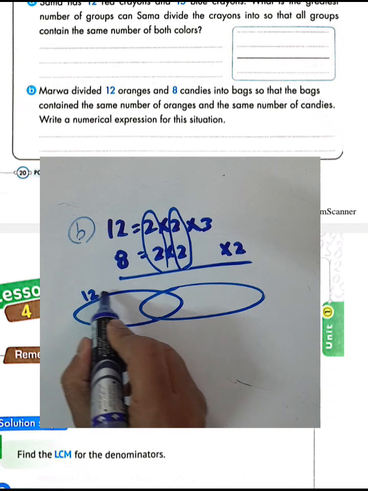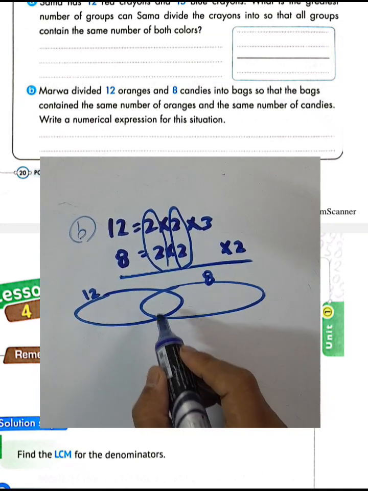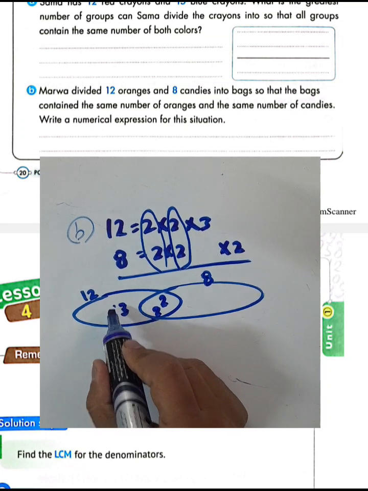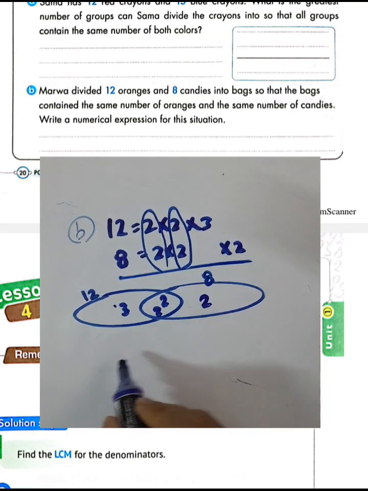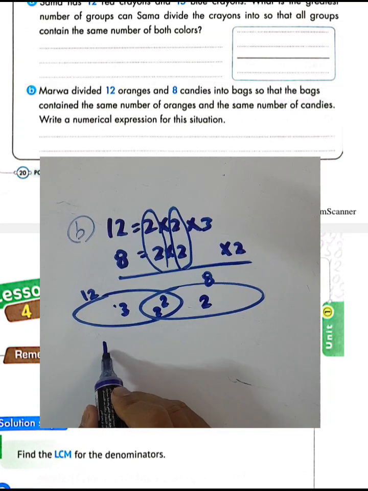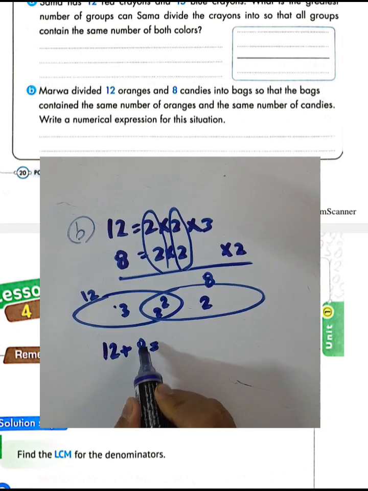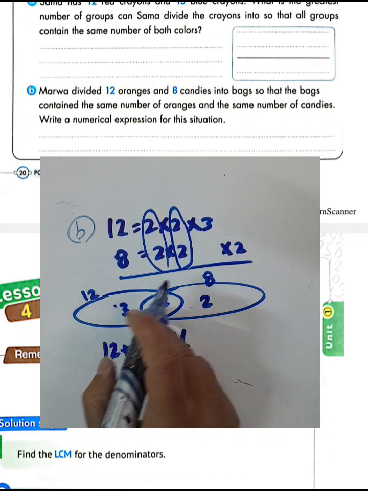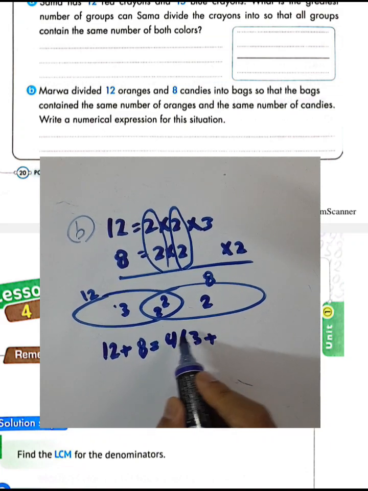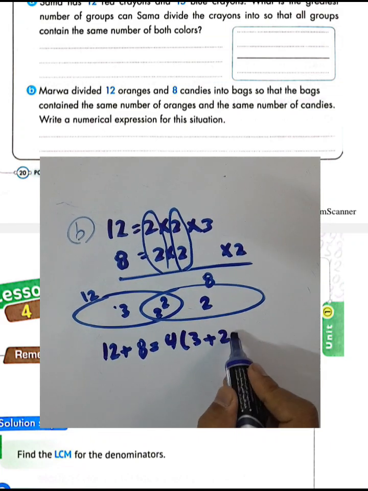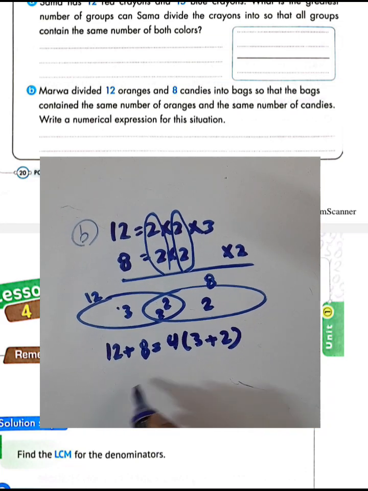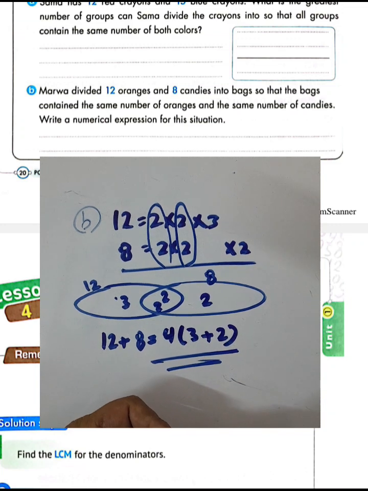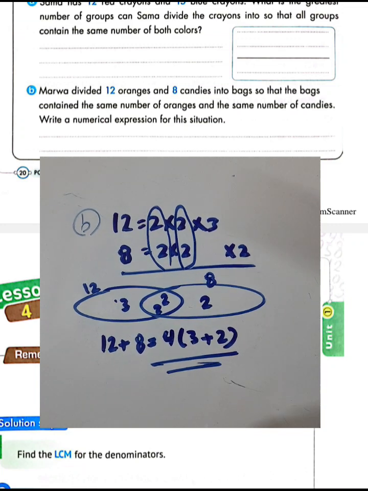First number 12 and second number 8. The common factors between them are 2 and 2, and then this number will be 3, and the remainder here 2. And then we can write 12 plus 8 equals the highest common factor between them. It will be 4. And the remainder here 3 times 4 equals 12, and 4 times 2 equals 8. Okay, so this is the expression. The number of groups or bags will be 4 bags.